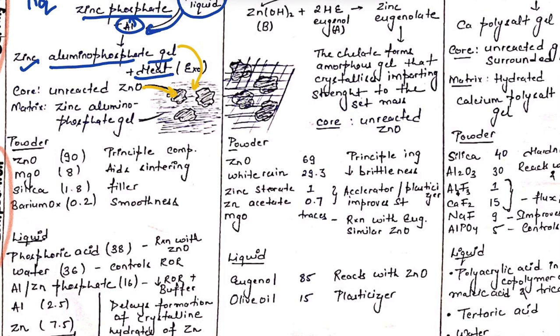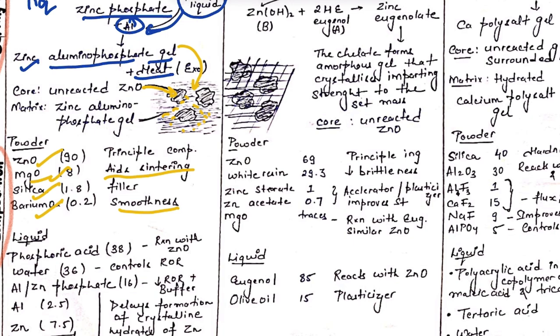Now coming to the composition. So the powder contains zinc oxide 90%, okay? So this is the principal component. Then we have magnesium oxide as well, so it aids in sintering. It is a formation procedure, so it helps in that. Okay, then we have silica. It acts as a filler. So filler is like silica would be present over here somewhere, and silica would provide strength. Filler is something that provides strength, okay? And then we have barium oxide for smoothness. Okay, so these are the four components.